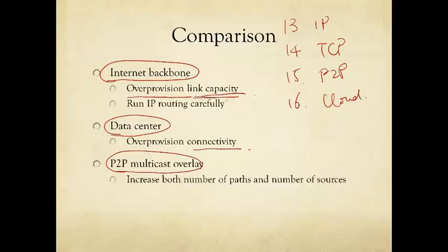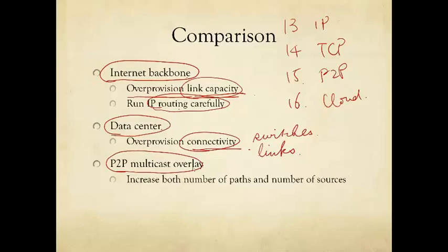But the main idea is that you provision link capacities, you make them just the right numbers in the backbone of the internet, and then you're going to run IP routing, say unicast routing, in a careful way to utilize these capacities. In contrast, in data center, you over-provision connectivity. Now, you just saw how many switches, small ones, that we needed, and how many links that we needed to connect these small switches in order to enable the ability to scale up by scaling out.